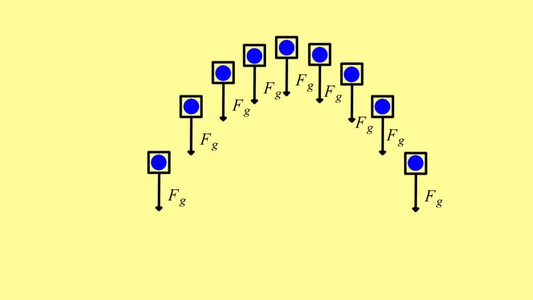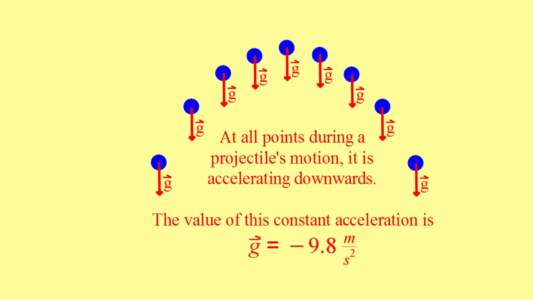So we've already talked about force vectors on a projectile and how at each point in this projectile's motion, it's only experiencing the force of gravity downward. So we also know that forces cause acceleration. So this gives us a lot of information about the acceleration of a projectile. So at each point during the projectile's motion, it's experiencing an acceleration downwards at every point. And the value of that downward acceleration is little g, the acceleration due to gravity, which is negative 9.8 meters per second squared. And we also know that this is negative because it's pointing downwards.